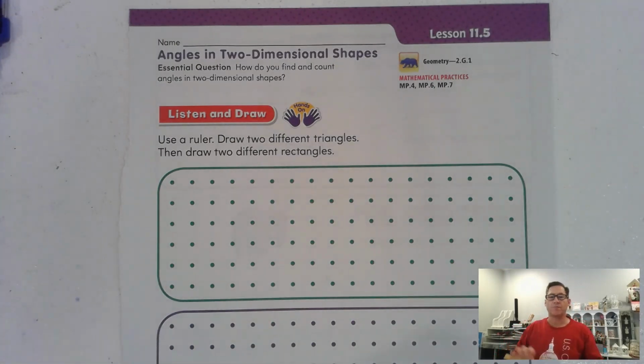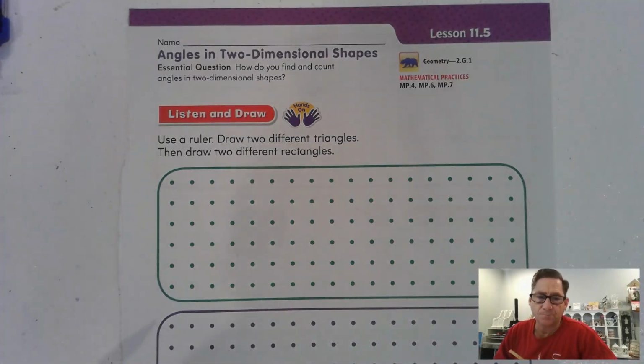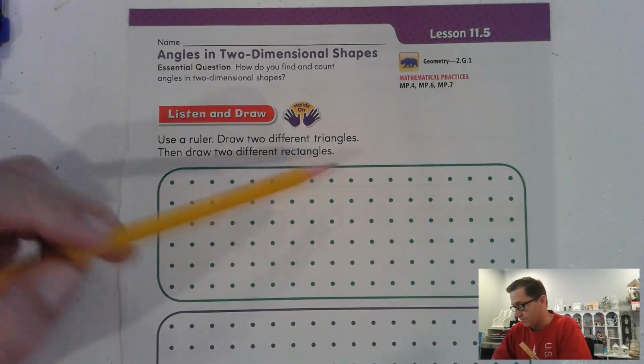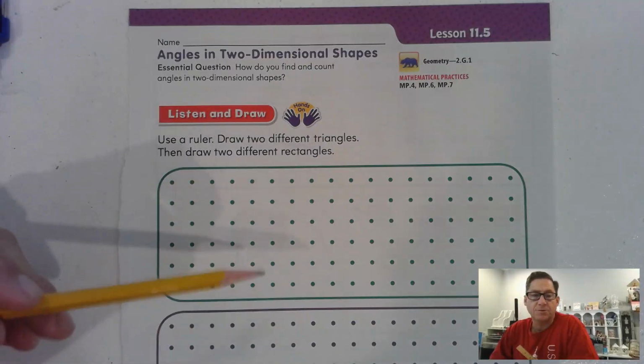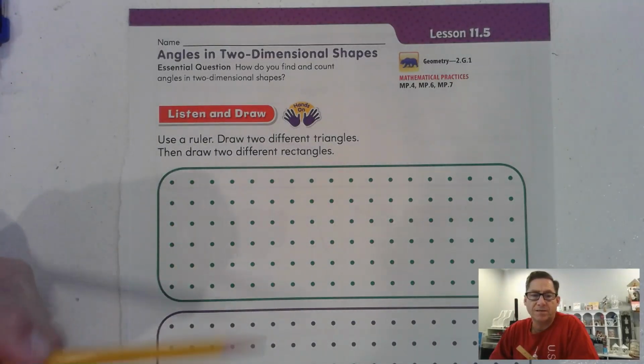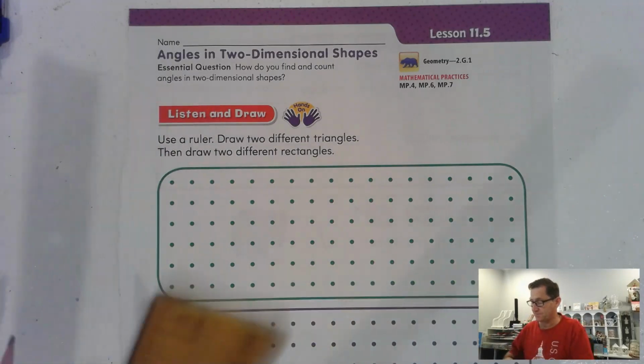So using your ruler, I want you to draw two different triangles. Okay? In the green box, I want you to draw two different triangles, and in the purple box, I want you to draw two different rectangles.